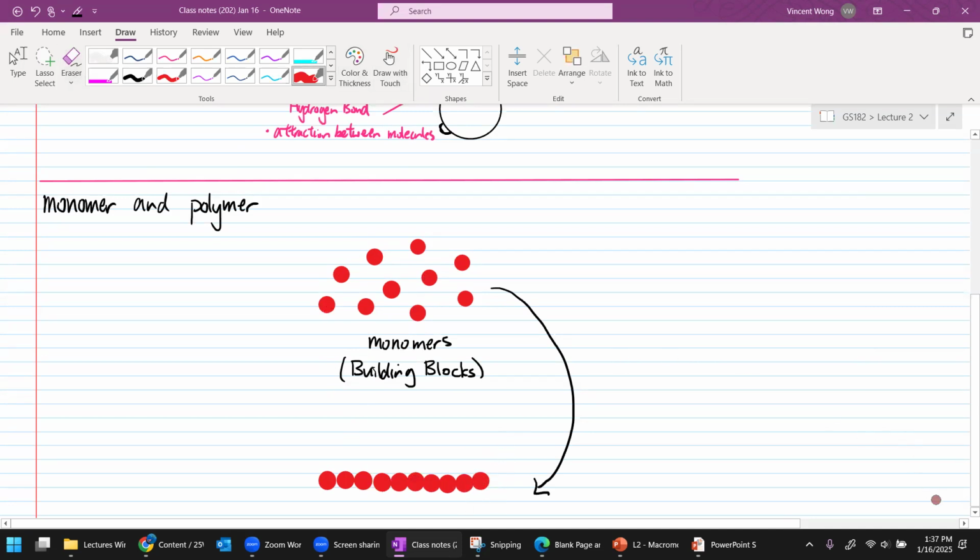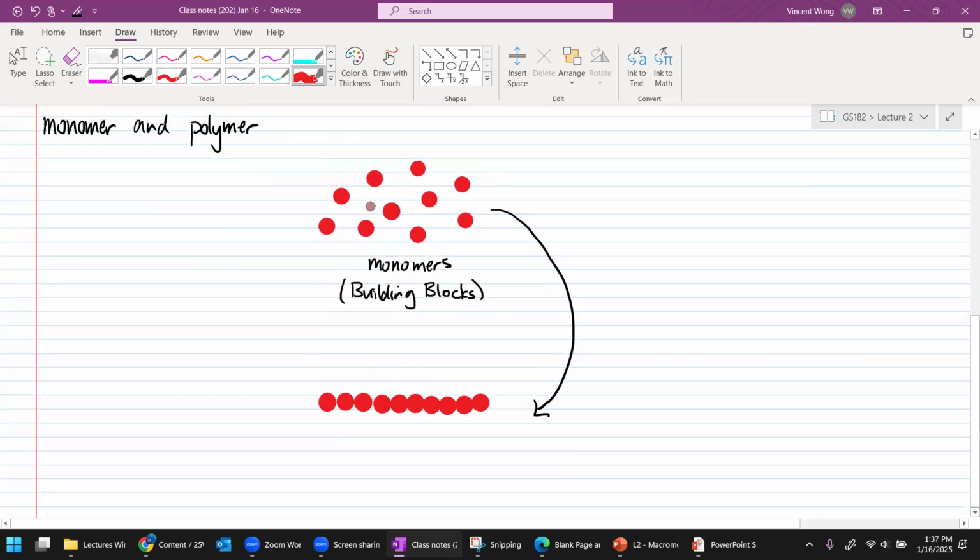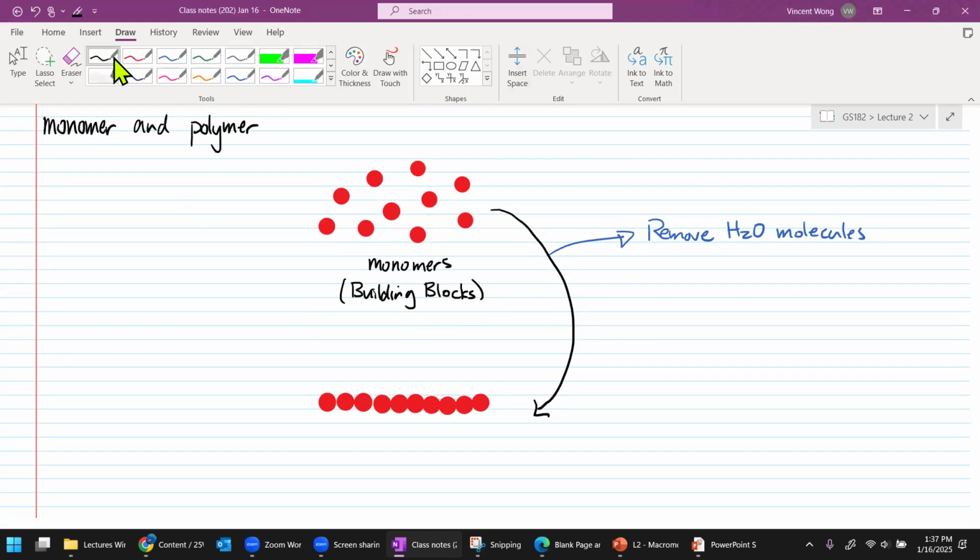Now, there are different ways to link them together, right? Like using UV light is one example. But in the body, if you want to link them together, you need to remove water molecules. Now, there is a name associated with this process. When you are removing water molecules, you are basically dehydrating them. So this is called dehydration synthesis.